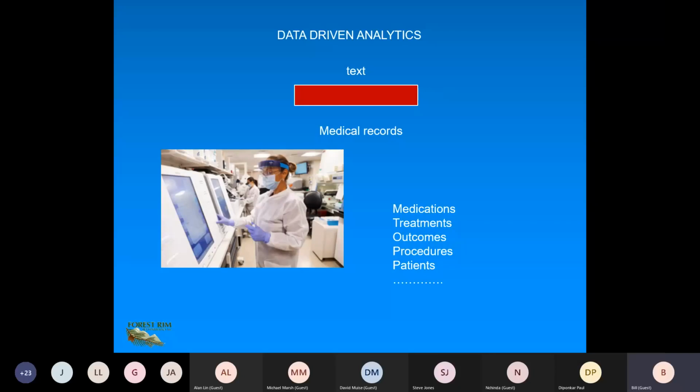Let me go off onto a quick tangent here. The other day, I was at my doctor's office. My doctor asked me, "Bill, what do you do?" And I told him that we take text and turn text into a database. And he said, "Gee, that's an odd thing to do."